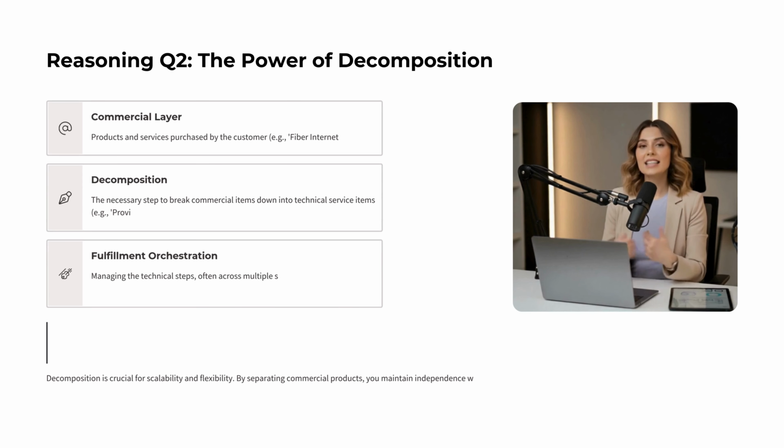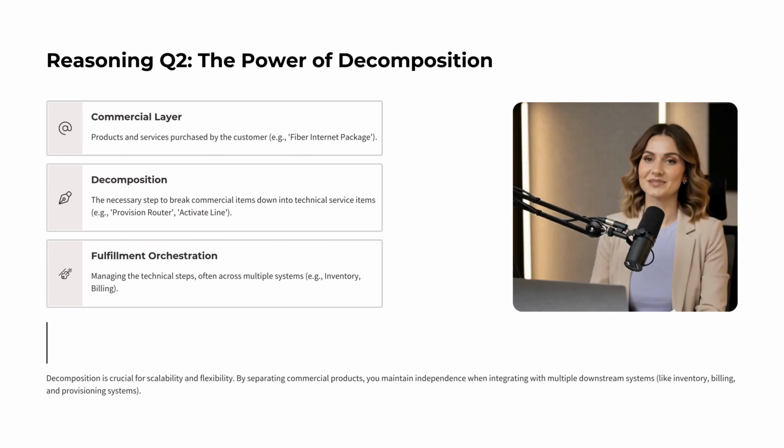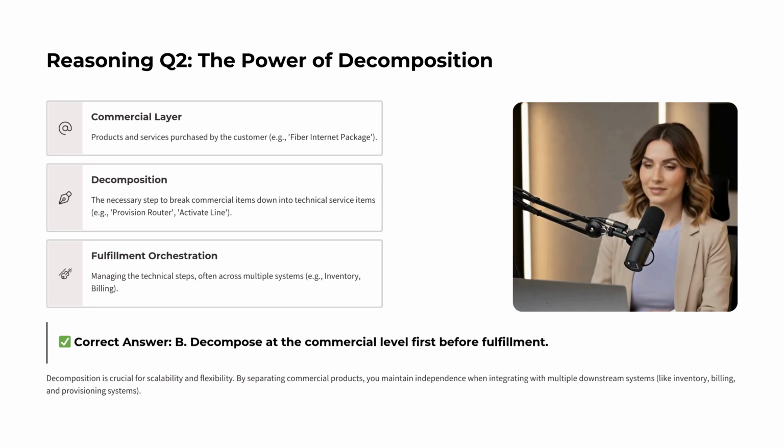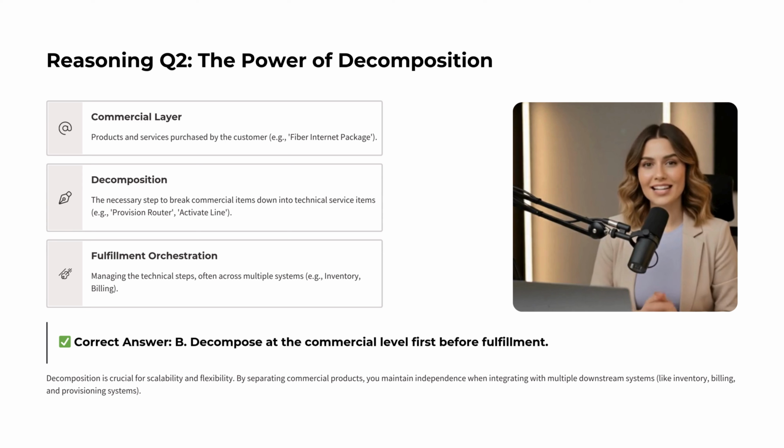Reasoning. In Salesforce Communications Cloud, decomposition ensures scalability. By separating commercial products before fulfillment, you maintain flexibility when multiple systems are involved, like billing or inventory. Correct answer. B. Decompose at the commercial level first. This aligns with Salesforce's orchestration best practices. Exam tip. CertsHero diagrams visualize this process, so practice identifying where decomposition begins and ends.